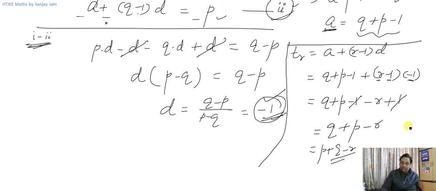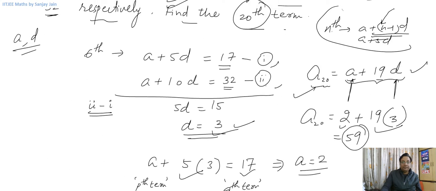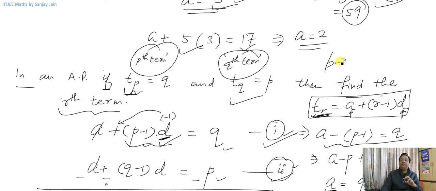Right? Now this can be memorized as a formula also, that if in an AP pth term is q and qth term is p, then the rth term will be p plus q minus r, right? If pth term of an AP is q, qth term of that AP is p, then rth term of that AP will be p plus q minus r.